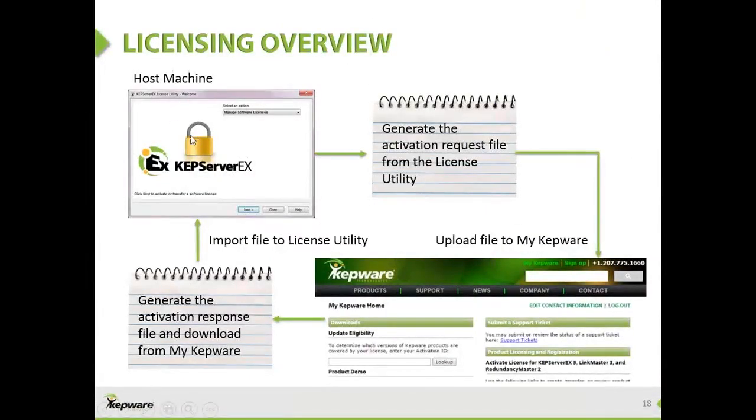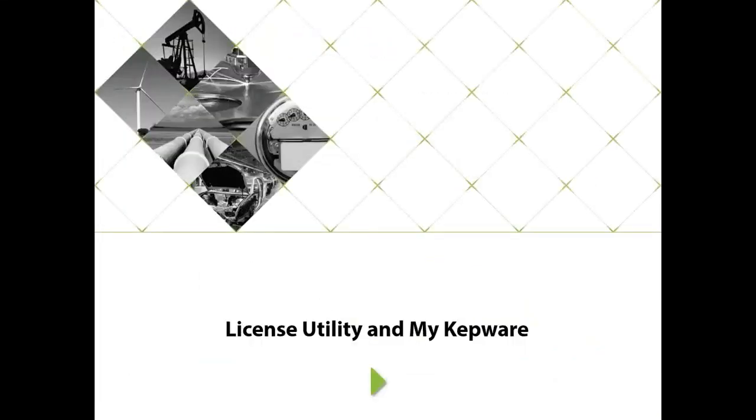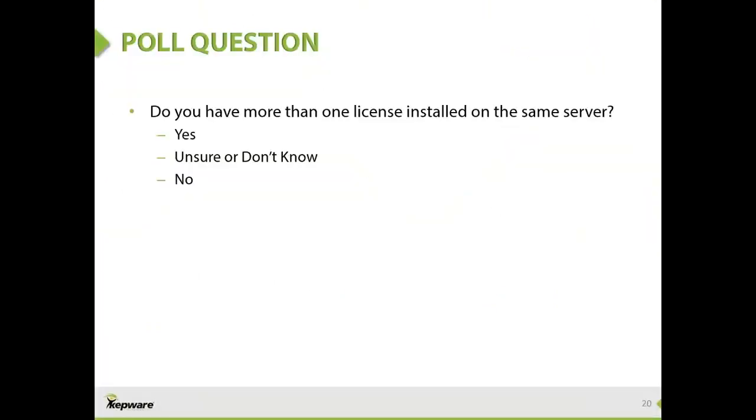What I'm going to, again, go to the host machine, manage software license, generate that activation request file, upload that to my Kepware, check I am the end user, and enter things like my installation location notes. Then I'm going to get that activation response file, download it, load it into my license utility again, and then restart my runtime service.